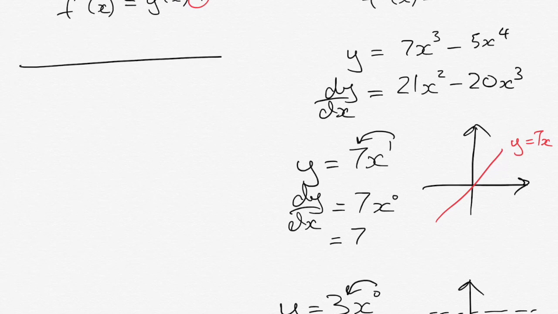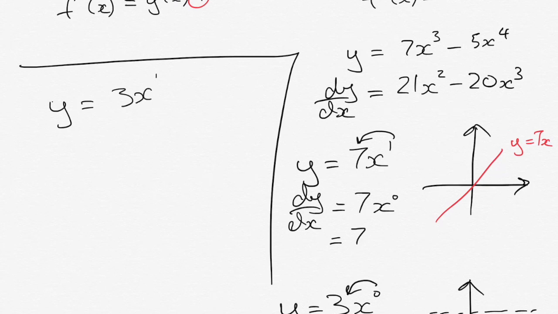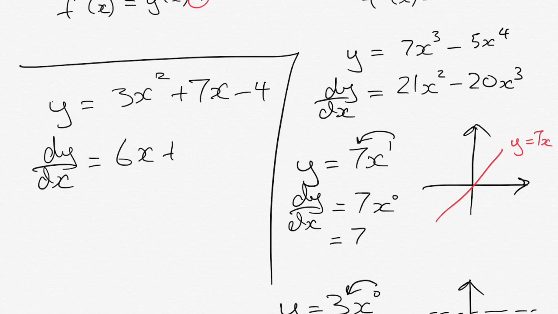Combining all that, we should now be able to easily find the derivative of y is equal to 3x squared plus 7x minus 4, dy/dx. What's the derivative of this function? This is going to be equal to 6x plus 7 and then minus 0. We just don't even have to write it. So that's where I leave my answer.